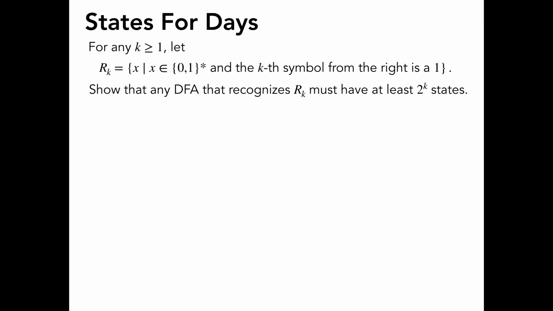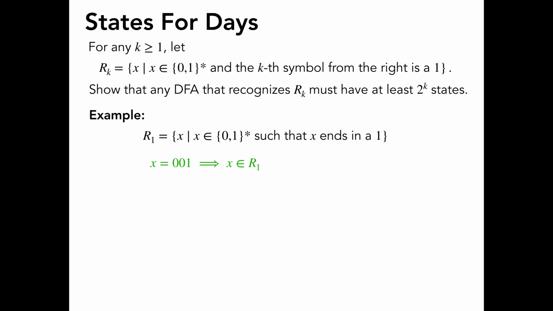To get a better feel for this problem, let's consider what happens when k equals 1. In this case, r sub 1 is the language of all strings x in {0,1}* such that x ends in a 1. So strings such as 001 or 11 would be in r sub 1, while strings such as 100 or the empty string would not be in r sub 1, as those strings don't end in 1.